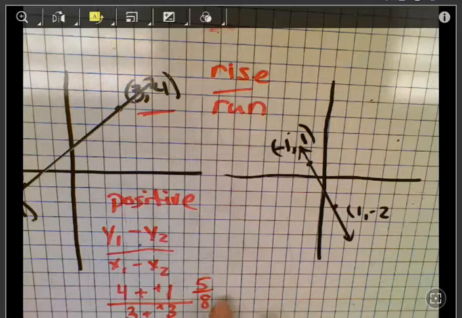Oh, I'm sorry, the 8 is not an 8, it's a 6. 3 plus 3 is 6. Thank you for telling me that. It's positive 5/6. So it's positive and it's 5/6 when you describe it.